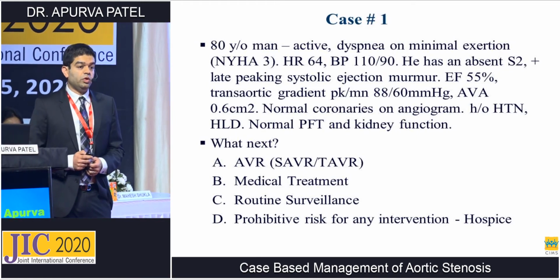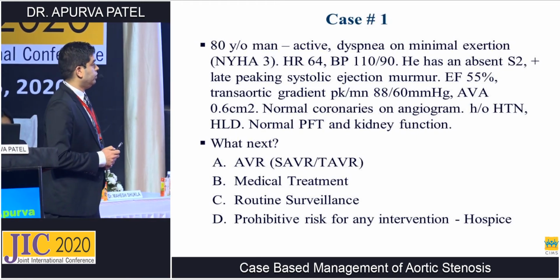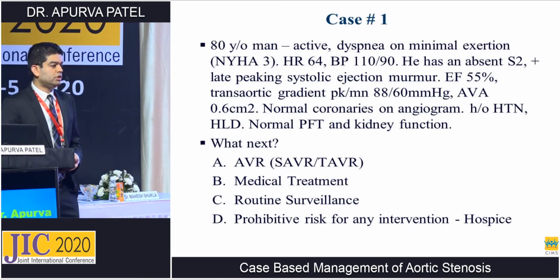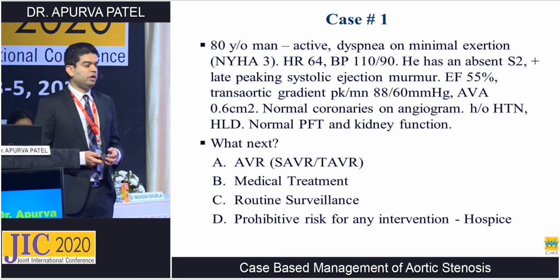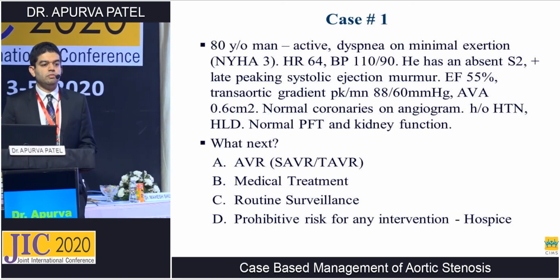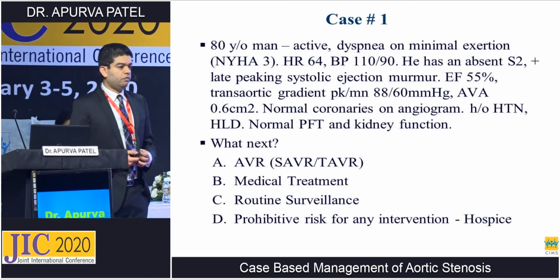Would you proceed directly to AVR? Do you do medical therapy, routine surveillance, follow up the patient in 3 months with a repeat echo? Or do you think that given the age and everything, the risk is very prohibitive and you should opt for hospice?